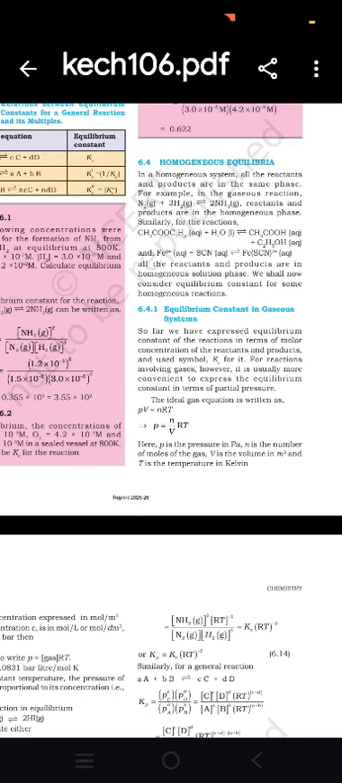Equilibrium constant in gaseous systems. So far we have expressed the equilibrium constant of the reaction in terms of molar concentration of reactant and product, and used the symbol Kc for it. For reactions involving gases, however, it is usually more convenient to express the equilibrium constant in terms of partial pressures.